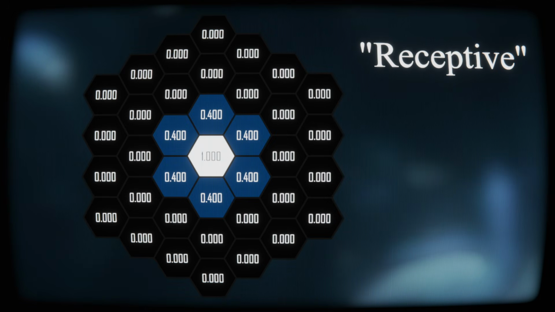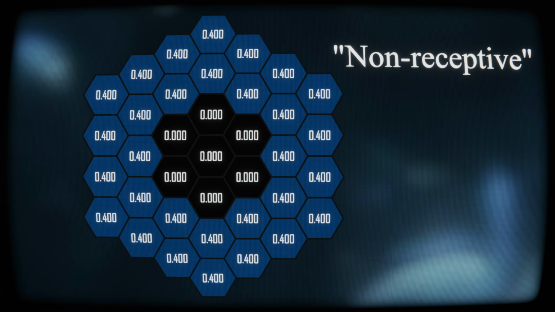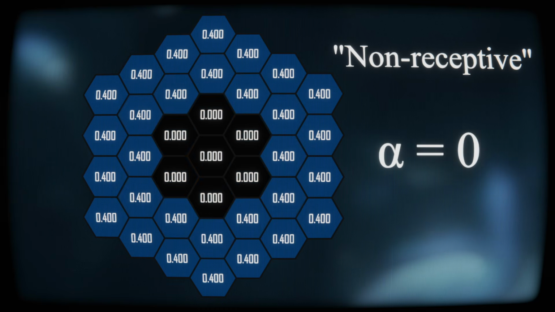For these receptive cells, we'll just add a value gamma to all of them each iteration. For the non-receptive cells, we'll set their receptive neighbors to a value of 0, and its new value is going to be the weighted average of its 6 neighbors and itself to replicate the effects of diffusion. This weighting is also controlled by a variable alpha, where when alpha is 0, the cell remains unchanged.